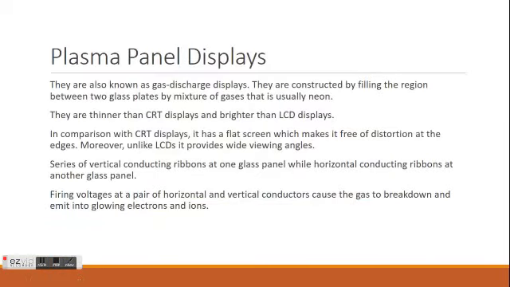The plasma panel displays are also known as gas discharge displays. They are constructed by filling the region between the two plates with the gas neon. They are thinner than CRT but brighter than LCDs. There are a series of vertical conducting ribbons on one glass panel and horizontal ribbons on another glass panel. The firing voltages at a pair of horizontal and vertical conductors will cause the gas to break down and emit into glowing electrons and ions.